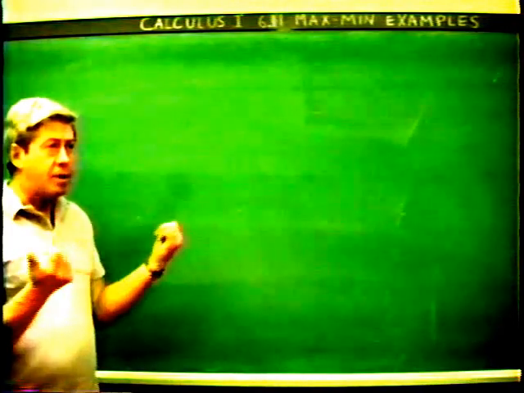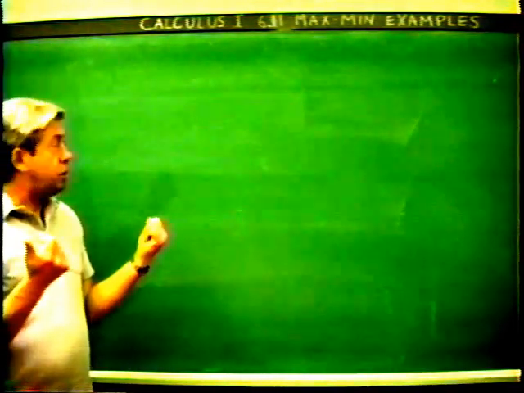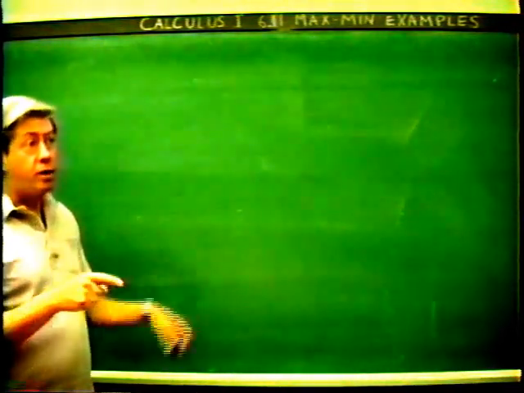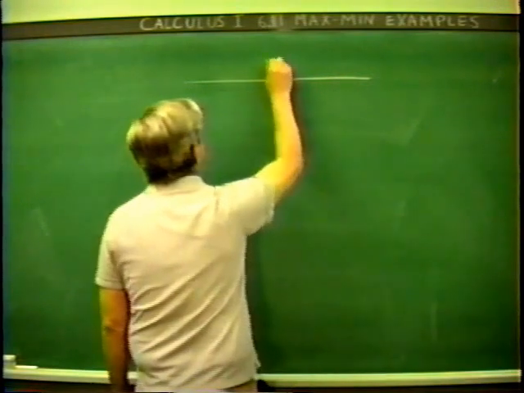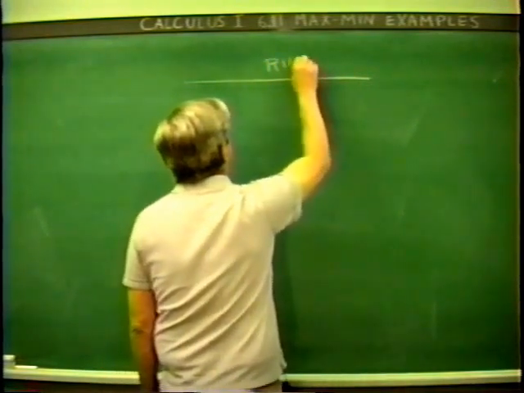Okay, we now want to consider some examples where the interval is not necessarily a closed interval, and sometimes where the interval is not a bounded interval. And what you need to do in those cases is look at what happens as the variable gets close to the ends of the interval, or perhaps gets very, very large. Let's give an example here.